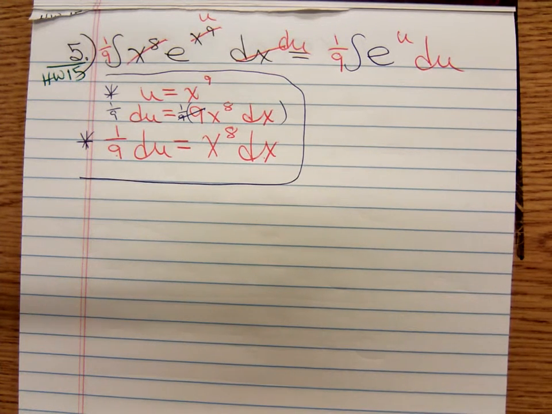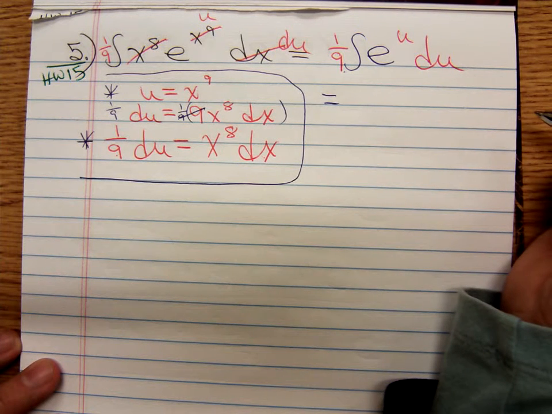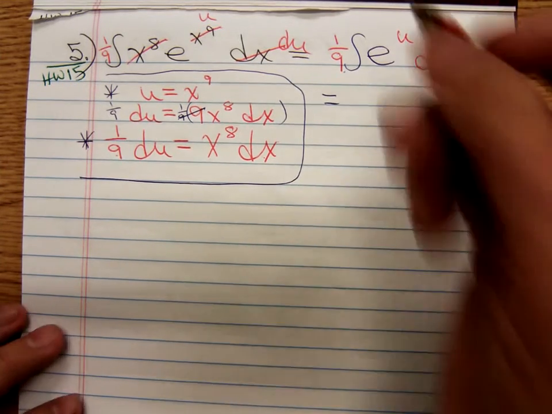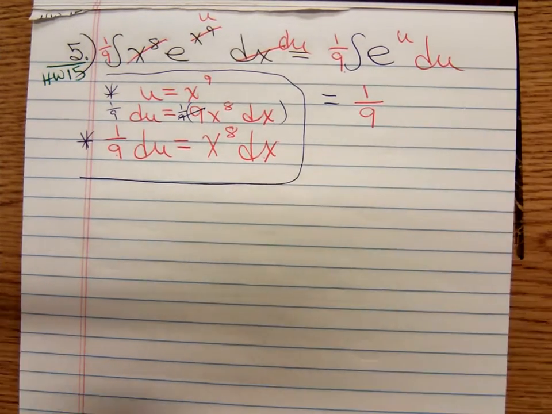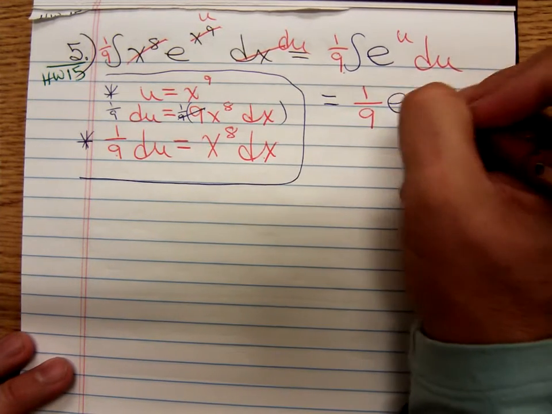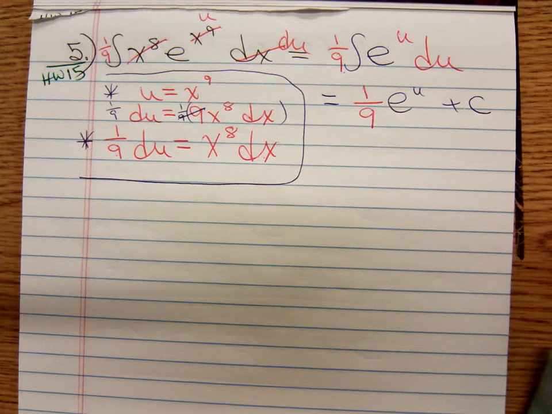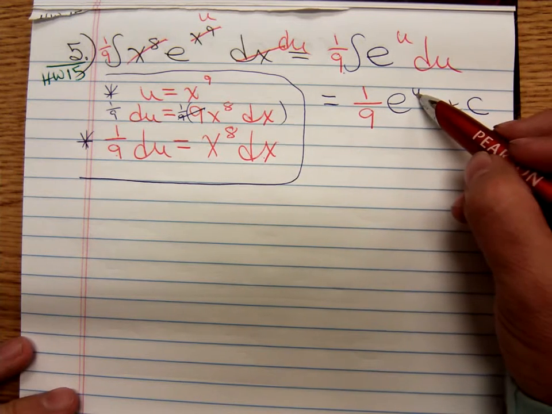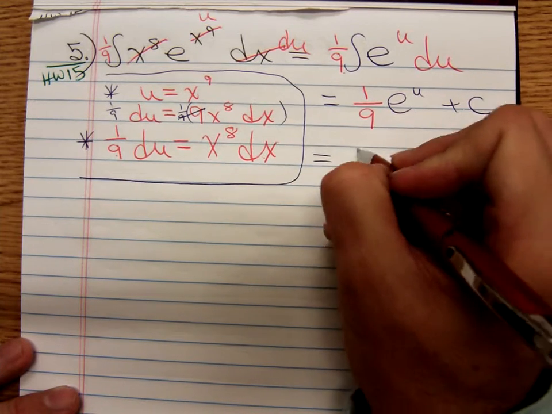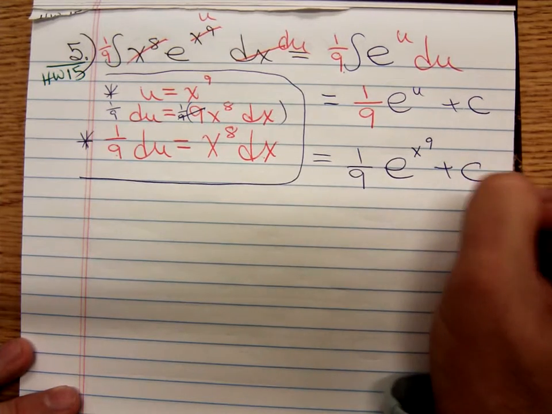So now we're ready to anti-differentiate. What do we do with the 1/9? Just bring it down. The antiderivative of e to the u is e to the u. We still have that plus c. Replace the u with x to the 9th to give me a final answer of 1/9 e to the x to the 9th plus c.